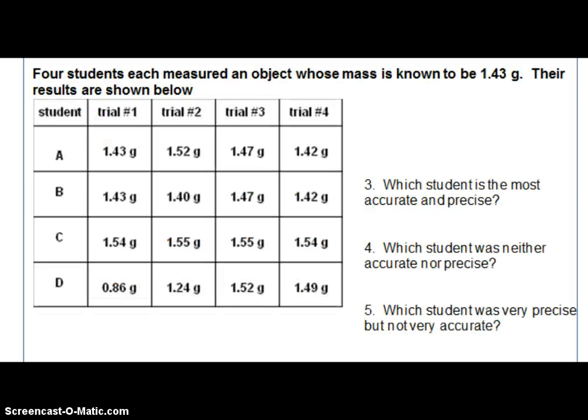All right, here you're going to figure out if the students that are doing an experiment are being accurate or precise. So you're going to use the data in this chart right over here to answer these questions to tell us which student is most accurate and precise, which one is neither accurate nor precise, and which one is precise, meaning they get similar results every single time but not very accurate. Once you're done with that, you're done with this assignment.